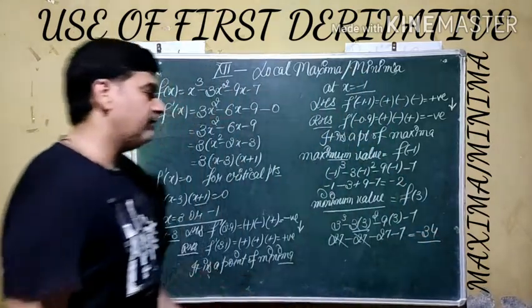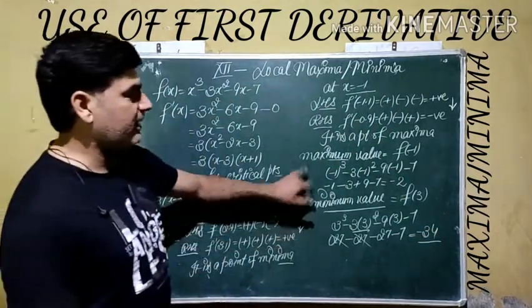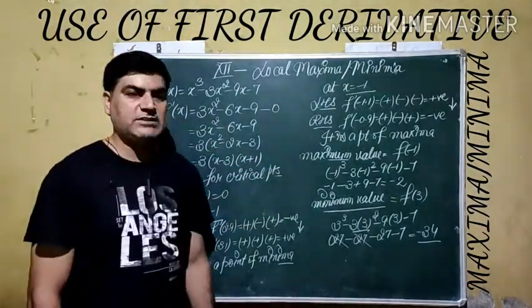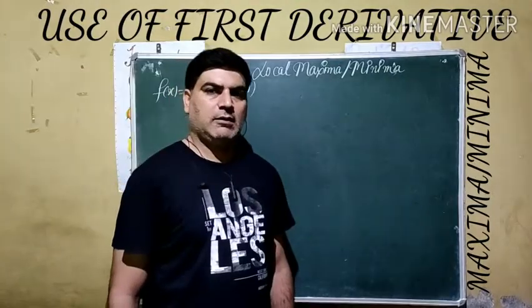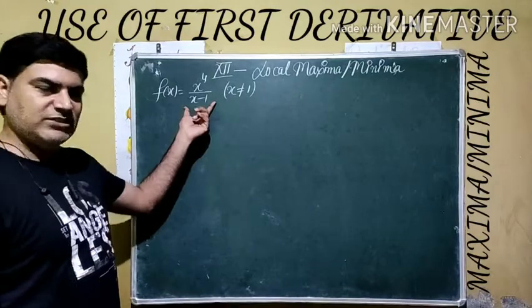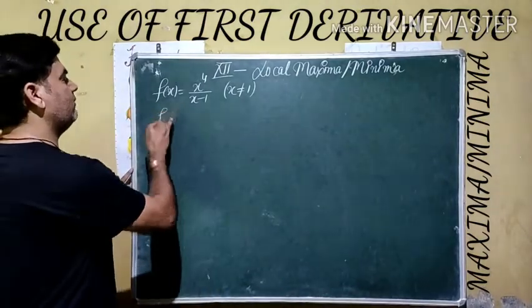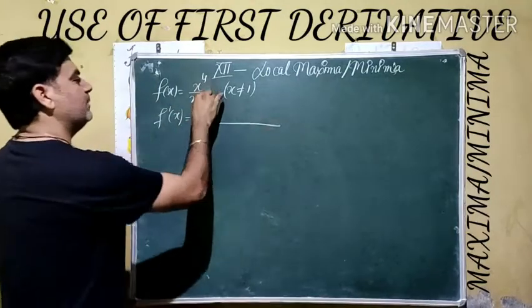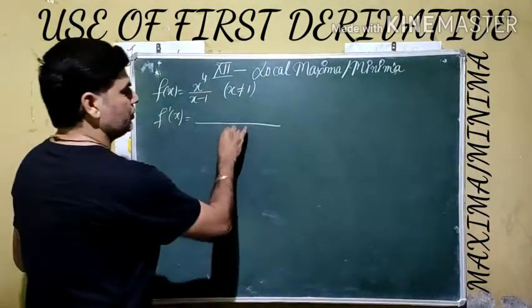So in this way we can calculate maximum and minimum values in the case of a cubic polynomial by using the first derivative test rule. Our next question is again a polynomial type function, but it is a case of a rational function. We are going to apply our first derivative test. Our first step is to take the first derivative. Here it is like p by q, so we have to apply the quotient rule.